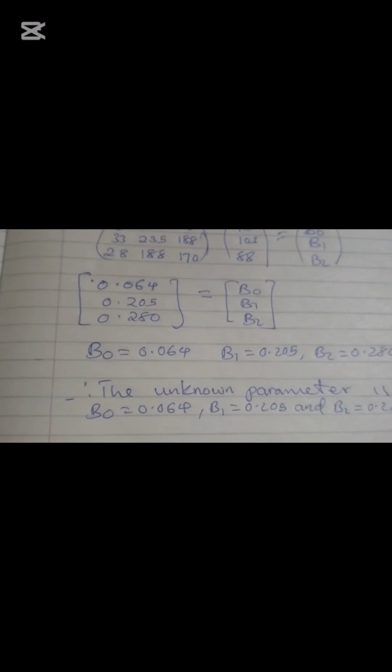By using a calculator to solve it, we get the values of our parameters: beta naught is 0.064, beta 1 is 0.205, and beta 2 is 0.280. So the unknown parameters of our equation are these.